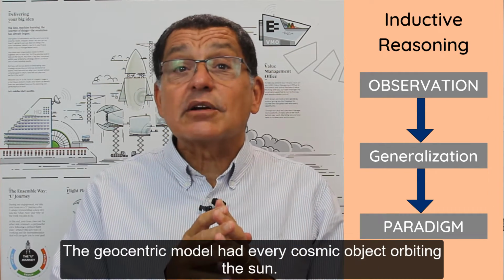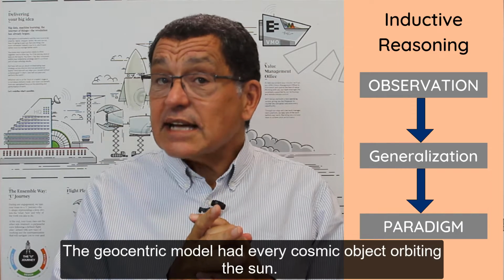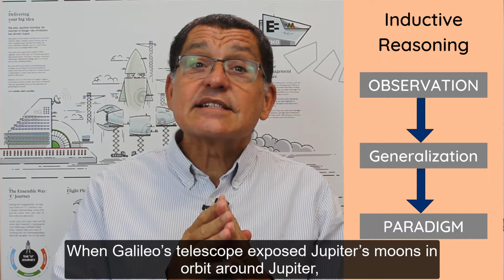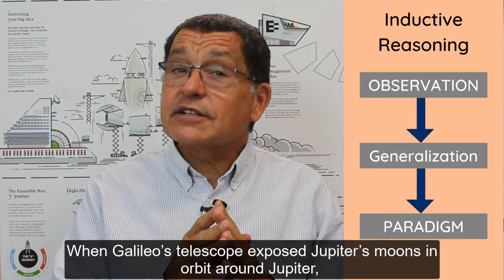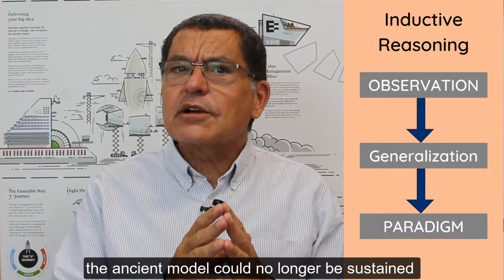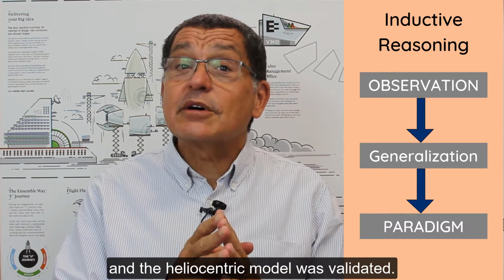Inductive reasoning uses individual cases to form conclusions about general knowledge. The Geocentric Model had every cosmic object orbiting the Sun. When Galileo's telescope exposed Jupiter's moons in orbit around Jupiter, the ancient model could no longer be sustained, and the heliocentric model was validated.